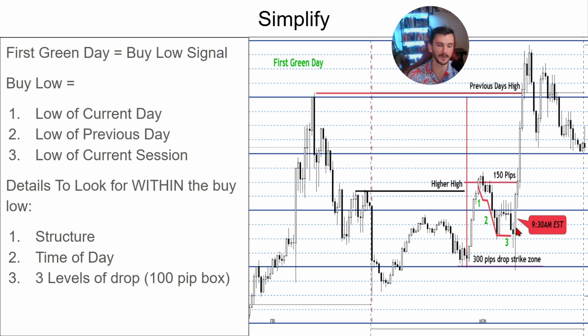This is picture perfect because everything is lined up. Structure, 2 thumbs up. 3 levels of drop, 2 thumbs up. Timing, 2 thumbs up. Proper time of day, this is perfect. Engulfment, pin hammer, and follow through back towards the previous day's high.